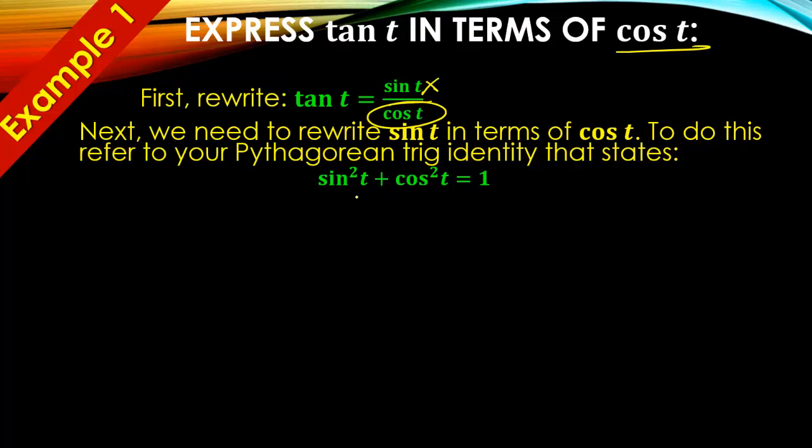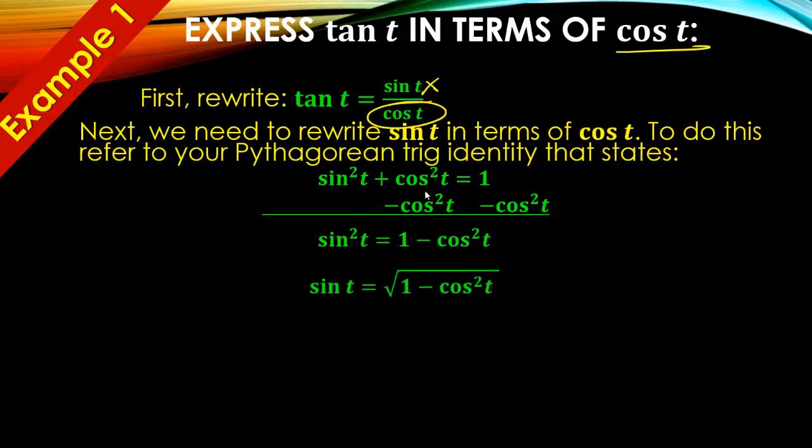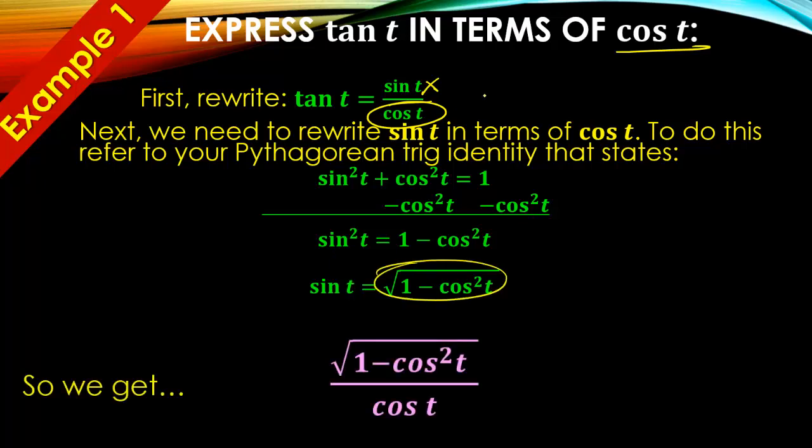So we refer to our trig identity where it says sine squared plus cosine squared equals 1. And we say, well, I need sine squared to equal something that's not sine. So let's go ahead and subtract cosine squared from both sides. So we get sine squared equals 1 minus cosine squared. And we need to get rid of that squared, so we're going to square root both sides, which gives us that. So now that we know that the sine of the number t equals this, we can take that and plug it in. Remember, we had this back in that one step.